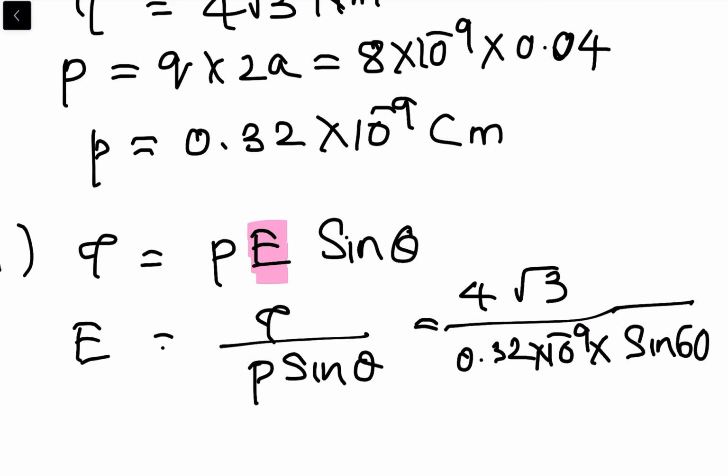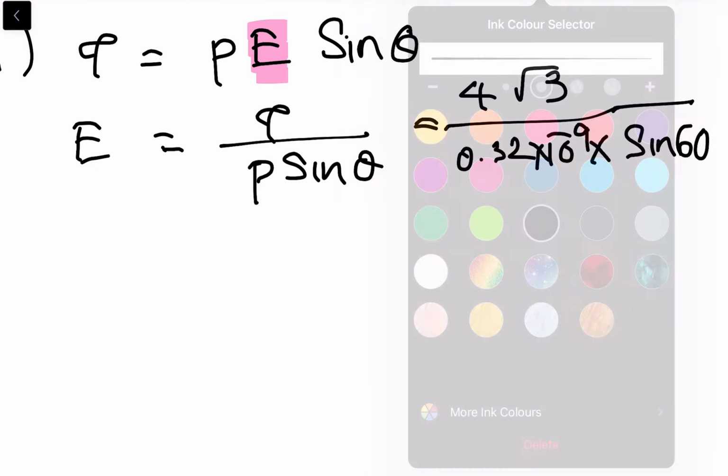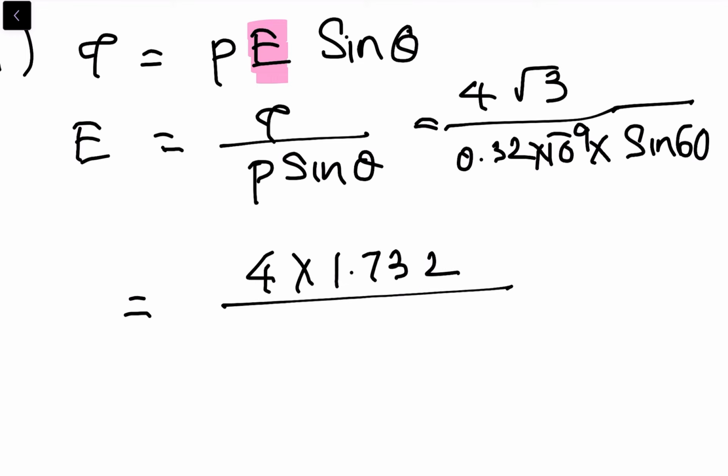Okay, so let's simplify it. That is equal to 4 into root 3. Root 3 we know is 1.732, but it is better not to take the value of root 3, because we can cancel it. Let us keep it as root 3 only, because the calculations will be simpler. Since sine 60 is root 3 by 2, root 3 we can cancel.